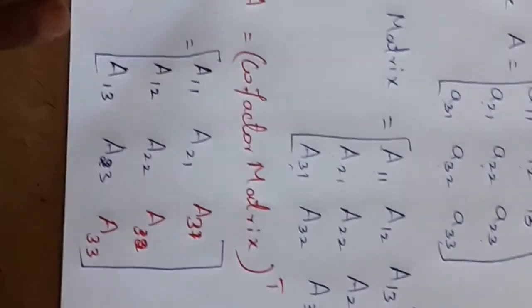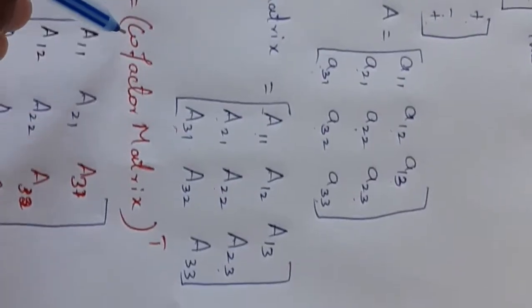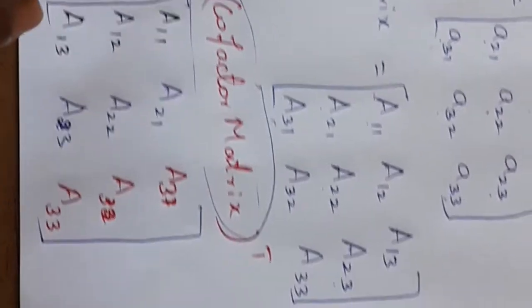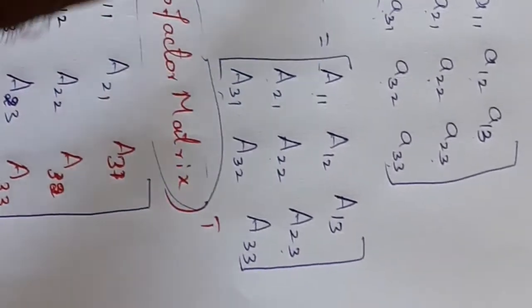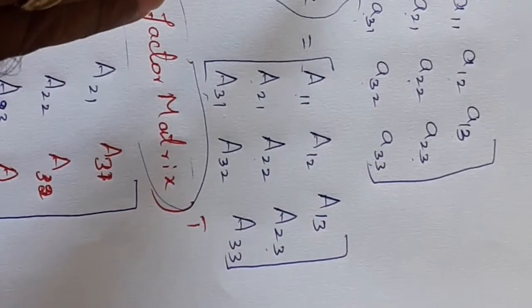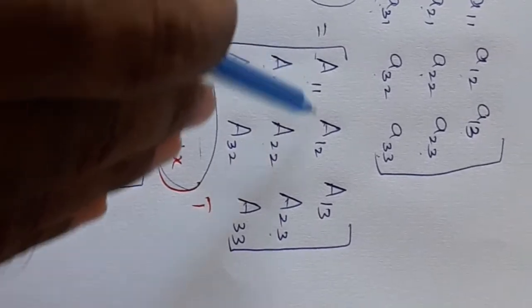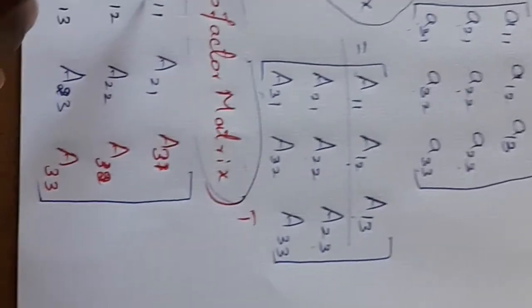If you need to find the adjoint of A from the cofactor matrix, we should take the transpose of the cofactor matrix. That means rows we should write column-wise. That is called the adjoint of A. So once again I would like to recall how to find the adjoint of A: the transpose of the cofactor matrix. You already know the cofactor matrix with capital letters A11, A12, A13. How to write it in the adjoint of A?